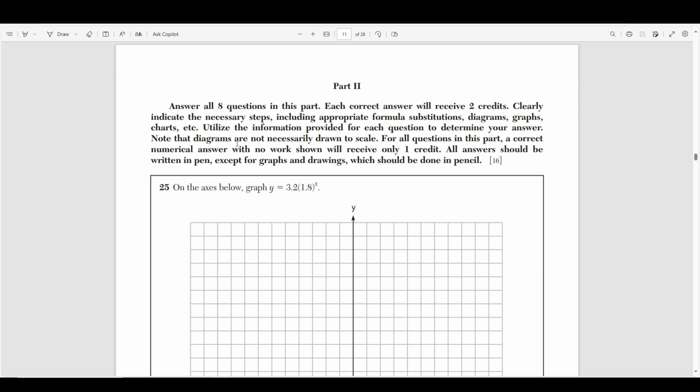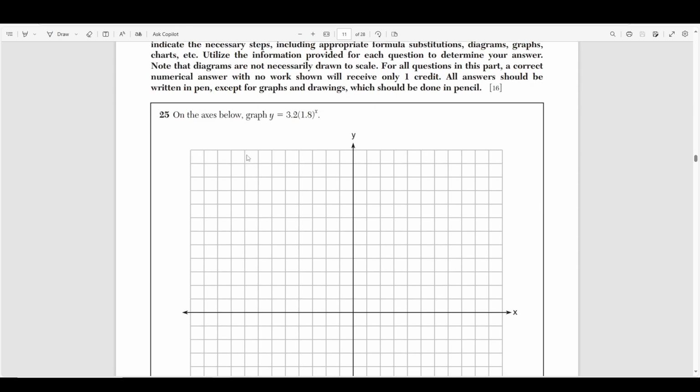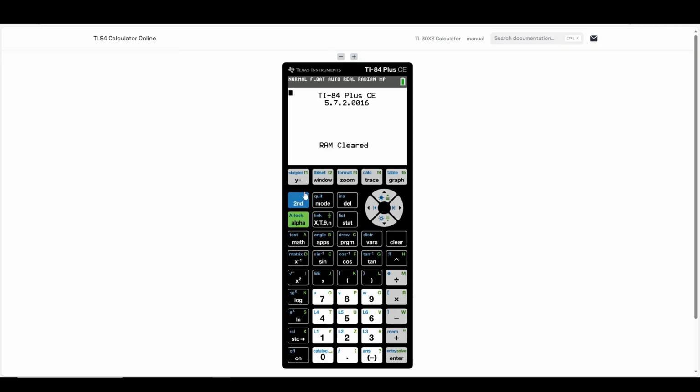That being said, we're going to start off at number 25, which tells us that on the axes below, graph y equals 3.2 times 1.8 to the power of x. So whenever we have a problem that requires us to graph something, I'm always going to put it into my graphing calculator. So I'm going to copy this, press y equals, and then enter 3.2 times 1.8 to the power of x into my calculator. I'm going to press graph.